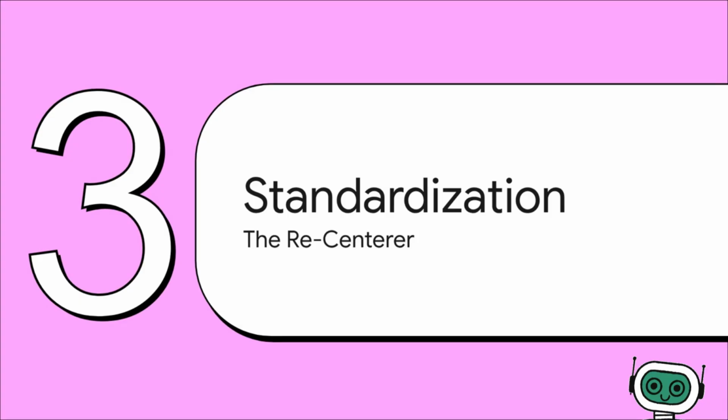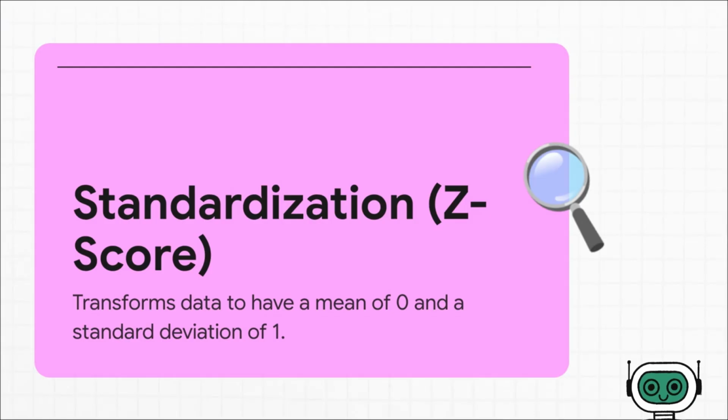Okay, so what's the alternative? That brings us to our second method, standardization, or the recenterer. Instead of just squishing things into a box, this approach is a bit more statistical. It looks at the distribution of the data itself. This one's also called z-score scaling. And instead of min and max, it uses two different numbers: the mean, the average value, and the standard deviation, which is a measure of how spread out the data is.